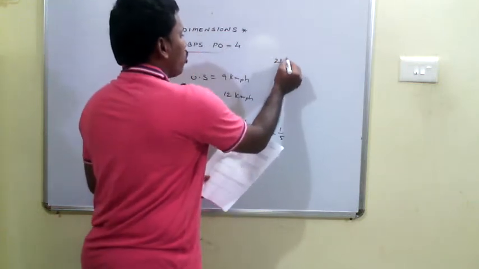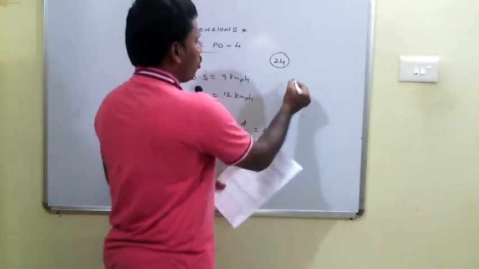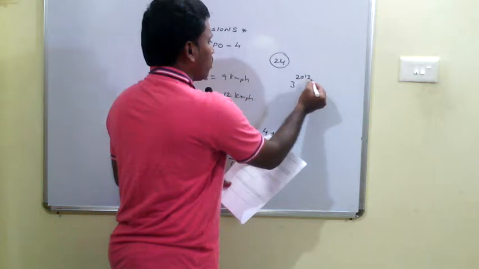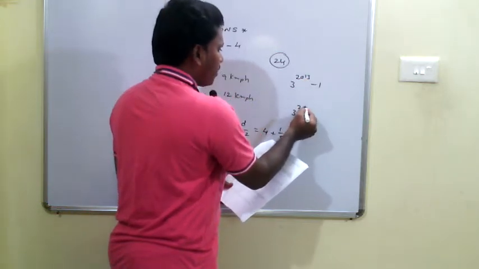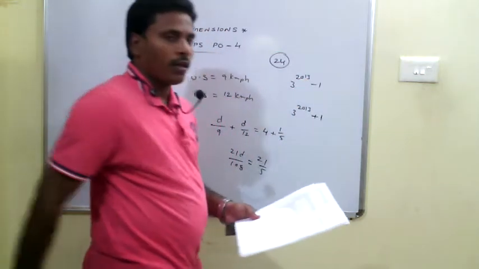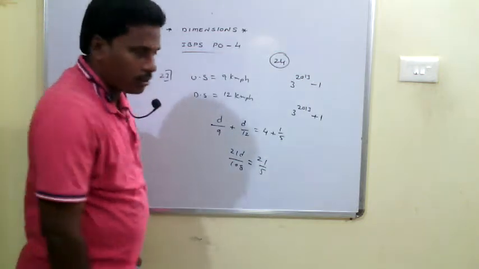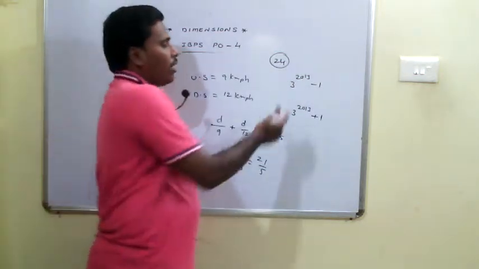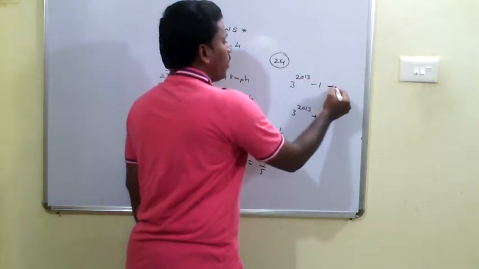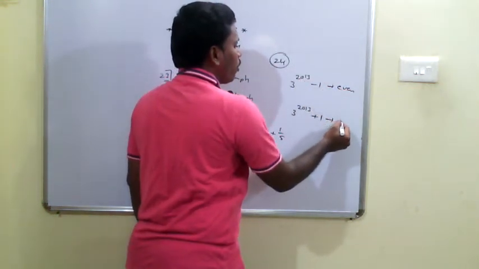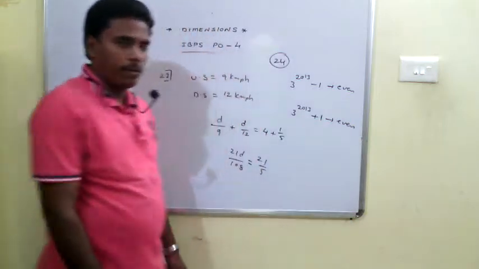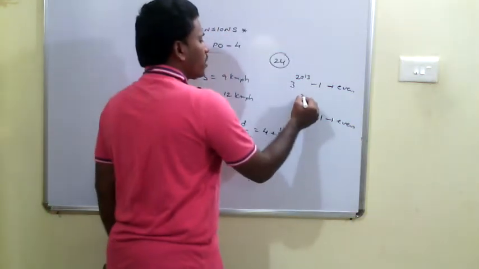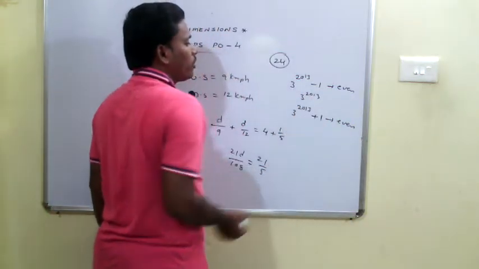Whereas coming to the 24th problem, they asked us to calculate the HCF of 3 power 2013 minus 1 as well as 3 power 2013 plus 1. We have to calculate the HCF of these two numbers. See, if you observe, 3 power any number is always odd. So 3 power 2013 minus 1 is an even number. 3 power 2013 plus 1 is also an even number. In between these even numbers, there is an odd number which is 3 power 2013.